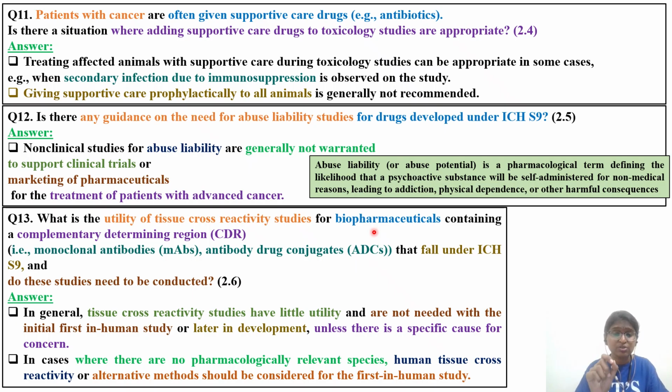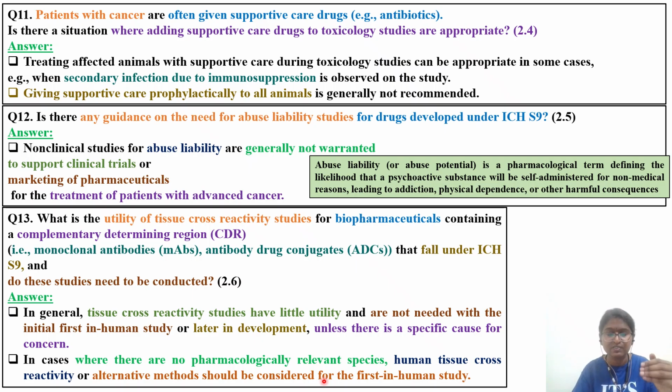So tissue cross reactivity is important, whether any immune system is involved, whether sensitization is involved; that will be read in this question. So what is the utility of tissue cross reactivity studies for biopharmaceuticals containing a complementarity determining region, CDR, that is monoclonal antibodies and antibody drug conjugates, ADC, that fall under ICH S9? The nature of this new anti-cancer drug is either a monoclonal antibody or an ADC. Do these studies need to be conducted? Since the nature of the investigational drug is antibody related, is tissue cross reactivity needed or not? That is the question asked by the scientist.